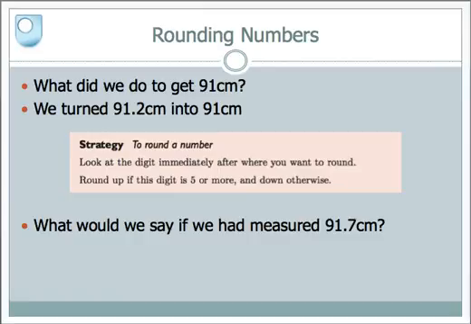When we round a number, we use a strategy. We look at the digit immediately after where we want to round, and we round up if the digit is 5 or more, otherwise we round down. So for example, if I measured the height of the child on another occasion and the child was 91.7 centimetres tall, we would look at the digit 7 and decide it's greater than 5 and we would round up. So in this case we would talk about our child being a height of 92 centimetres.